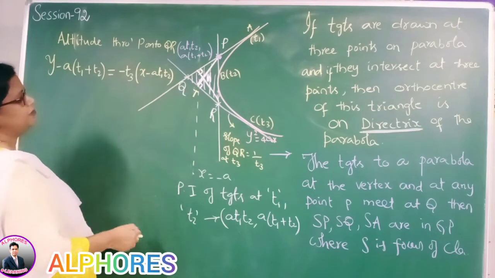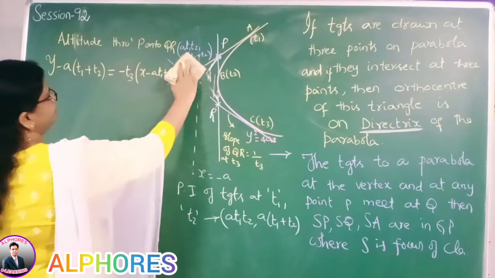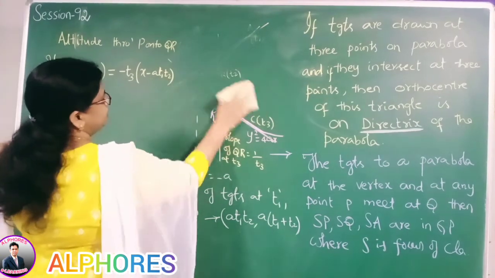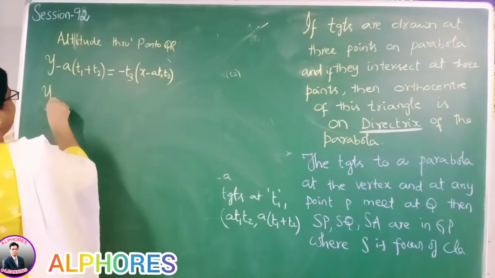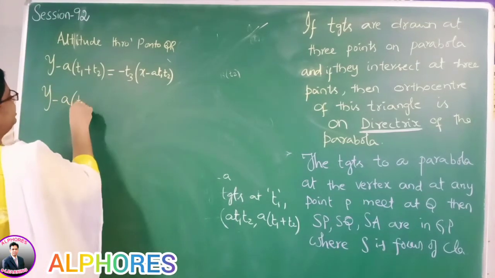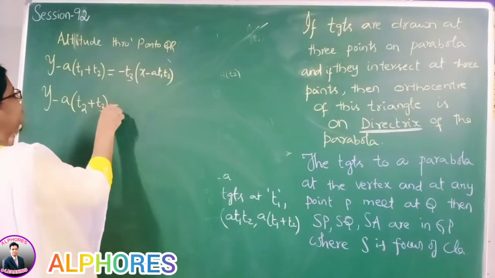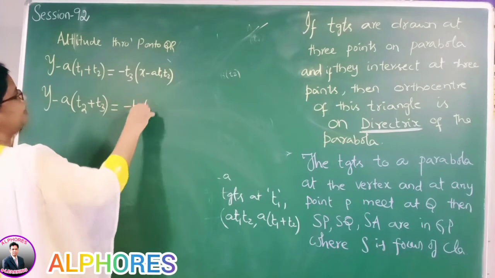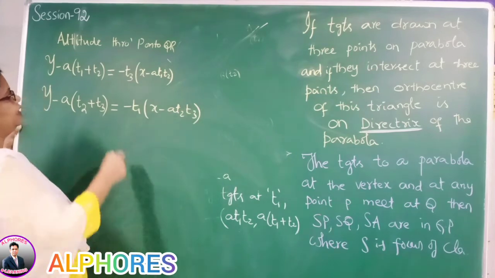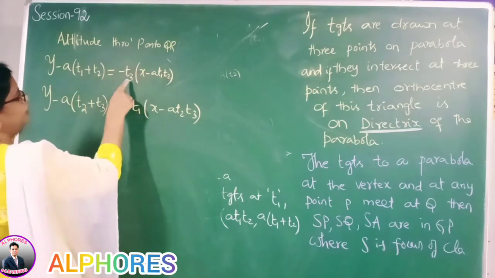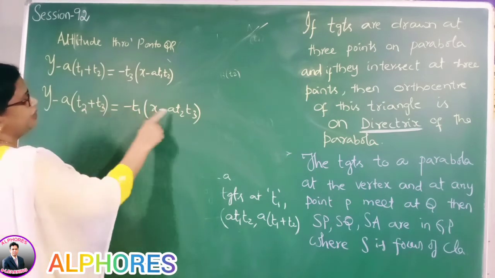Now just by symmetry you can write the other altitude. What about the other altitude? You can observe, it is y minus a into, suppose I am taking t2 plus t3, equal to minus t1 into x minus a t2 t3. Just by symmetry we are writing suffix 1 here, 1 here, so the slope comes with the other suffix, and here also 2, 3 here, 2, 3 here.